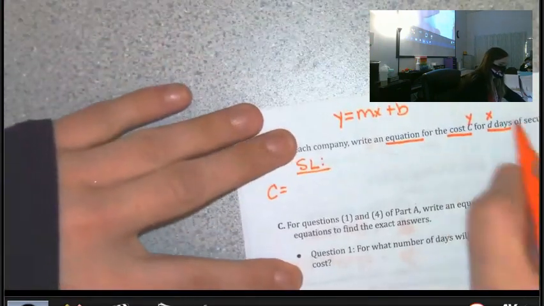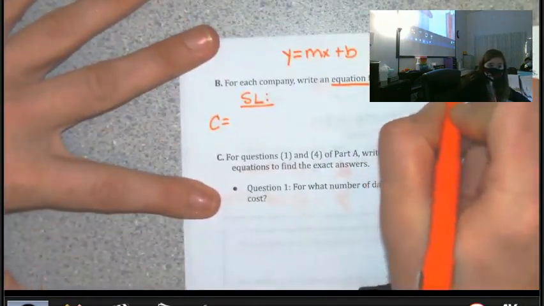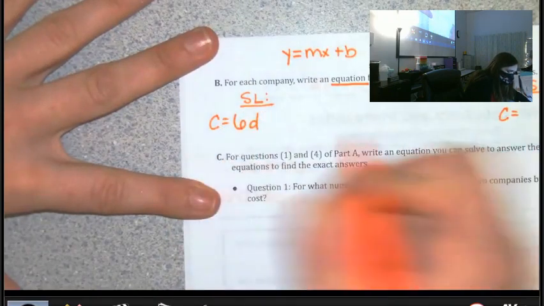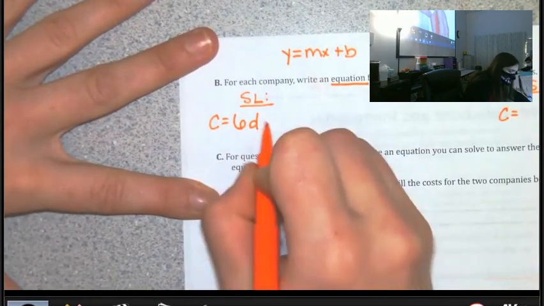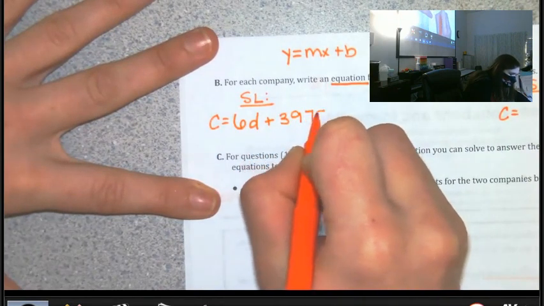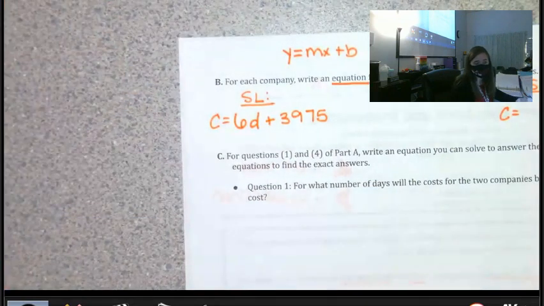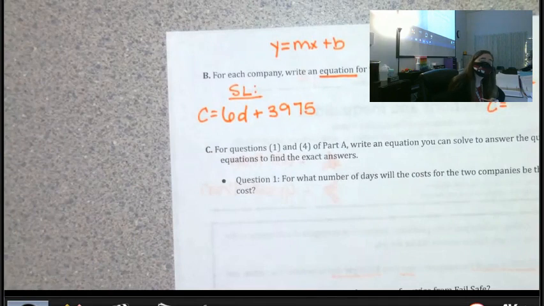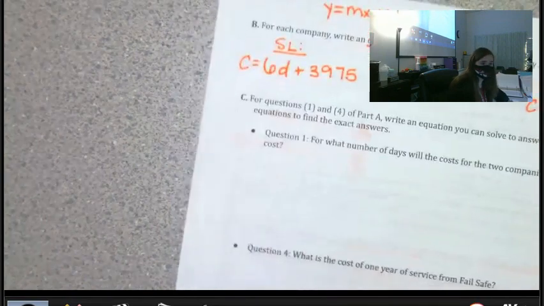All right. So I'm going to represent X as D. And you guys just told me for Superlocks, it is 6D because you said it's $6 per day plus my $3,975 installation fee. Okay, and this is the equation that I will use to find out exactly how much it's going to cost me each day to have Superlocks.